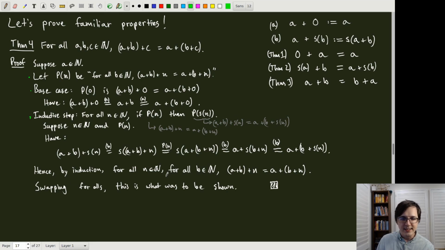Hence, by induction, we now know that for all n and for all b, (a + b) + n equals a + (b + n). Since it doesn't really matter what the variable names are, and also when you have for alls in sequence, you can rearrange the variables and it's logically equivalent, this is what we wanted to show.